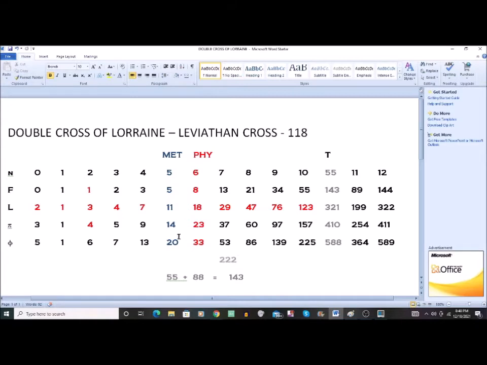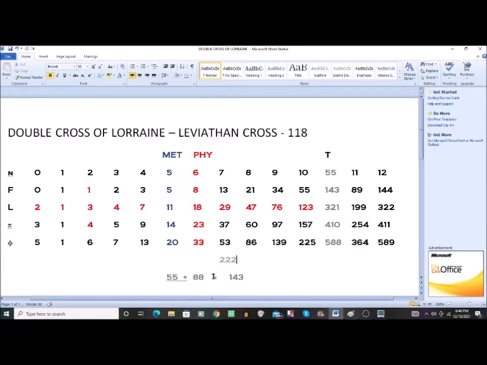And this center point here marks balance, and this center point here marks balance. So you get this cross, and I just called it the double cross of Lorraine, because it's got these two main legs that cross here, and this is the main balance point, this 1118. I've already explained more than I was going to explain. There you go. For the Back to the Future buffs, here's your 55 and 88.